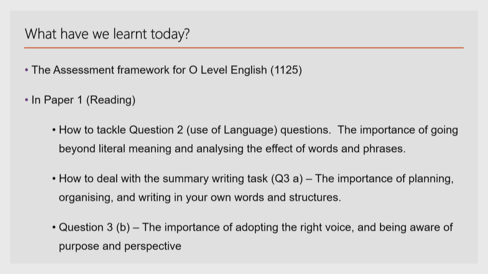In question 3a, the summary writing task, you were shown that it was important to plan and organize your ideas, and that you should use your own words and sentence structures to write the summary. You were also shown how important it was to avoid irrelevance and repetition. Finally, we looked at question 3b, the question on perspective and opinion. The importance of adopting the right voice, being aware of purpose and perspective, and supporting it all with evidence from the text were shown.